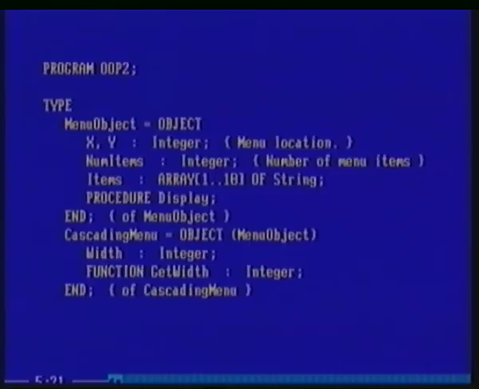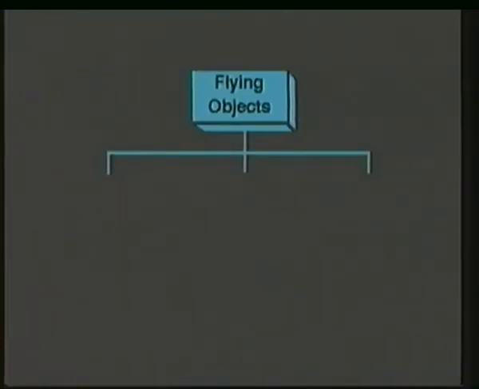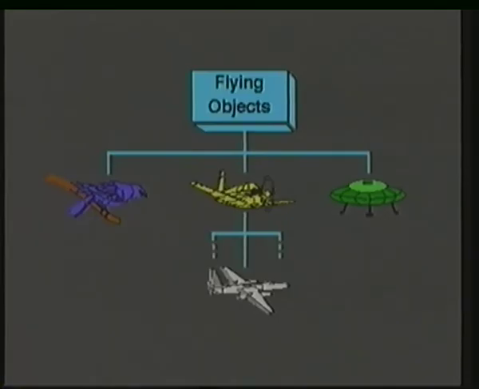Which brings us to the idea of the object hierarchy. Objects that inherit properties from other objects can be thought of as being in a hierarchy. In this illustration, the base object is flying object. One level down in the hierarchy are three different kinds of flying objects: airplanes, birds, and UFOs. The airplane object has a further descendant, a 747 object, which inherits much of its behavior from the airplane object.